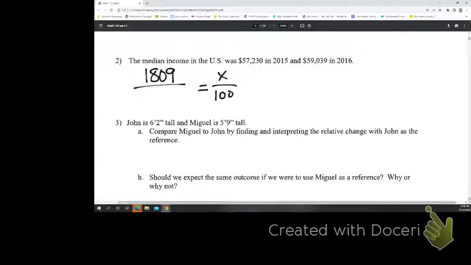Which one is the older amount? 57. So when we say that something increased a certain percent, the percent is based on the old one. So you use the original. It doesn't matter if the original was lower or higher. It's whichever one was the original.